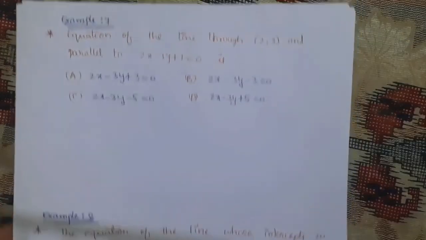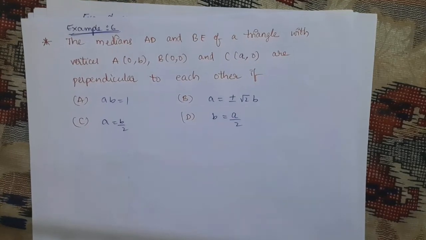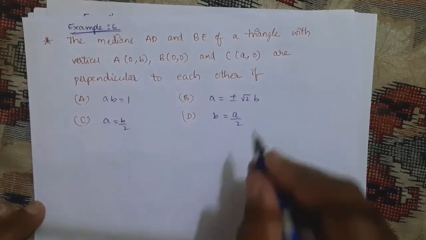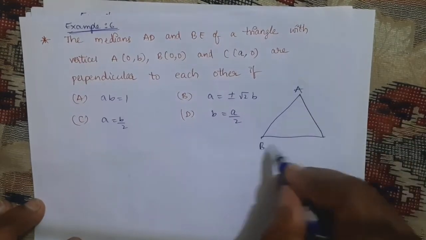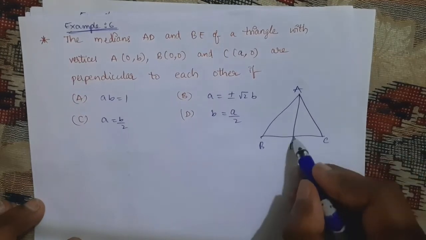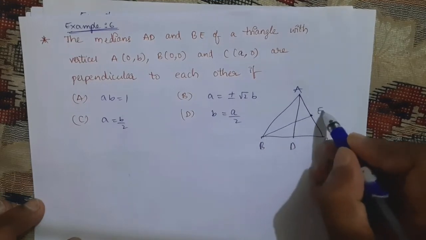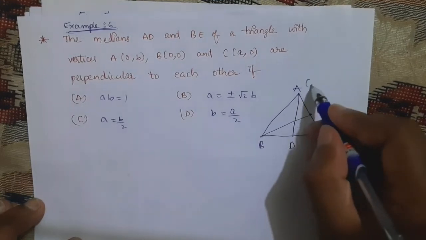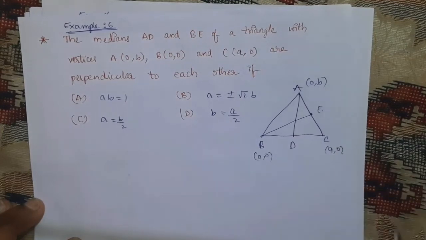Next, we will go with example number 6. The medians AD and BE of a triangle with vertices A, B, C are perpendicular to each other if... see here, this is a triangle ABC, and these are the medians. This is D, the midpoint of BC, and similarly this is E. The points given are (0, b), (0, 0) and (a, 0).